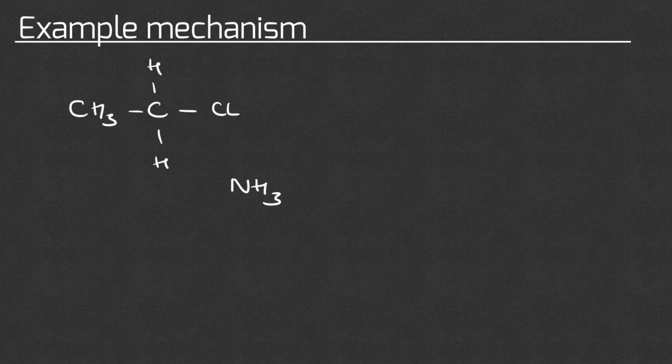An example mechanism would start with our halogenoalkane and our ammonia. The lone pair in the ammonia will attack the carbon. This will be slightly positive because it's next to the chlorine, which is slightly negative. The second arrow will be the breaking of the carbon-chlorine bond, with the arrow going to the chlorine.